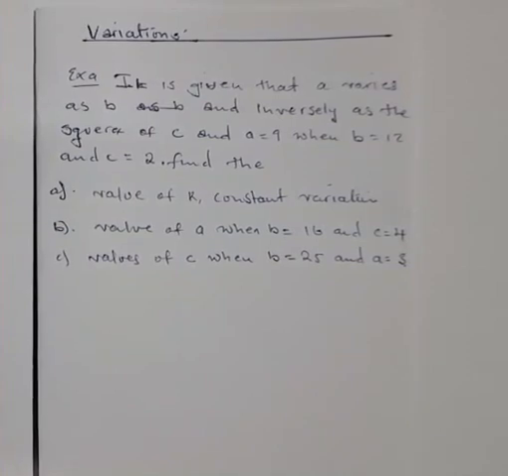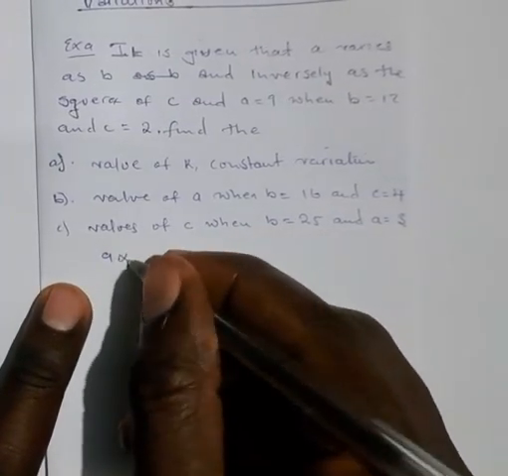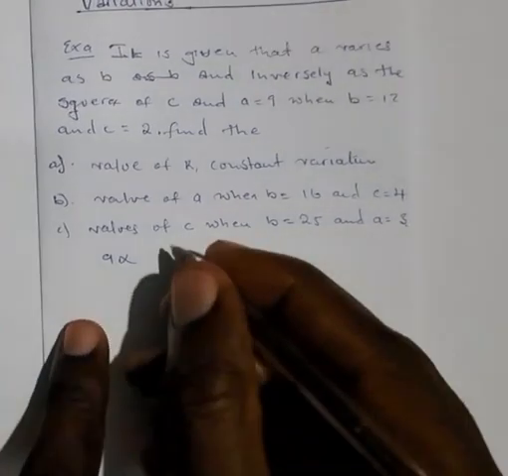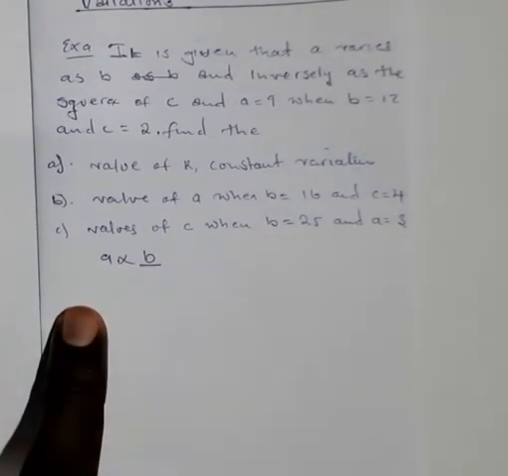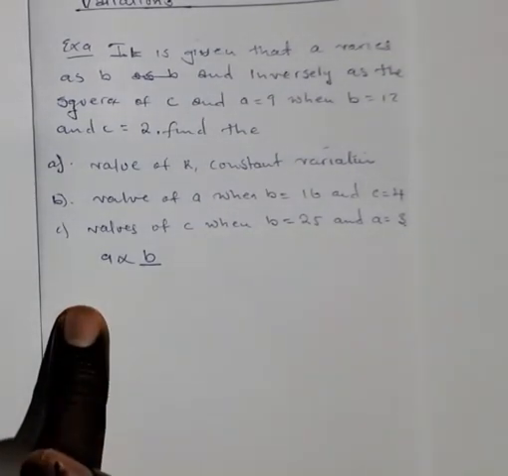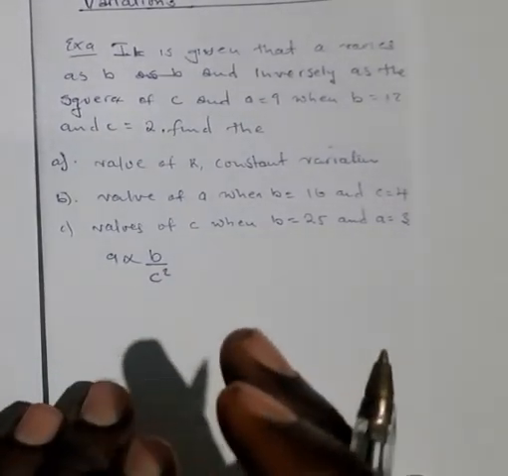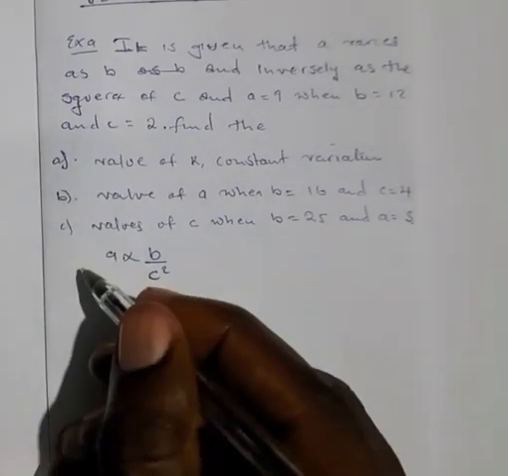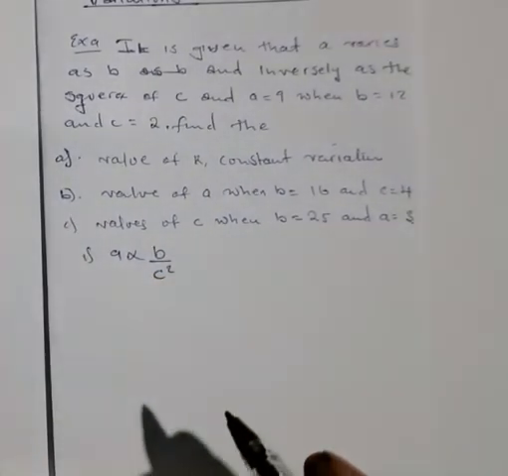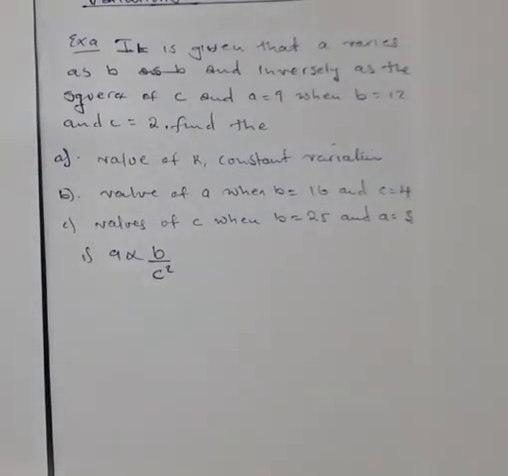First of all, you have to write this English statement as a mathematical statement. So A varies, we use this symbol, as B. This is direct. Then inversely, now we introduce the division sign, as the square of C, like this. So from here, we're going to introduce an equal sign. When you introduce an equal sign, it means K will now emerge.